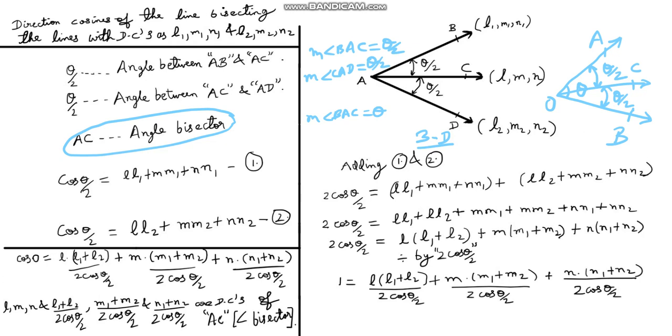Now what is given in this case? The direction cosines of vector AB are L1, M1 and N1, and the direction cosines of vector AD are L2, M2 and N2. We consider the direction cosines of the angle bisector as L, M and N. Now you know the formula; I think this formula is known to you.